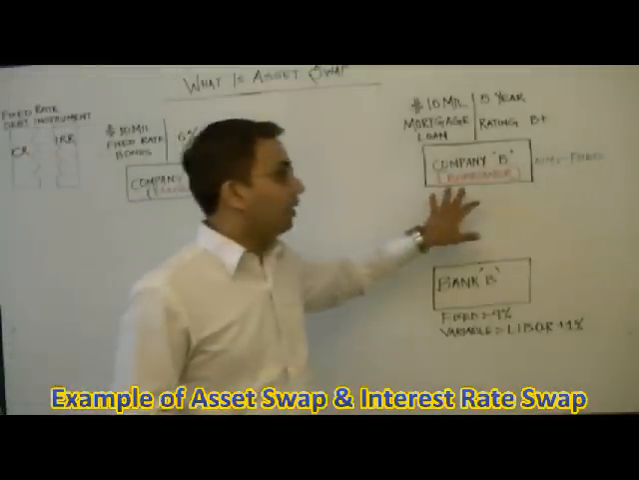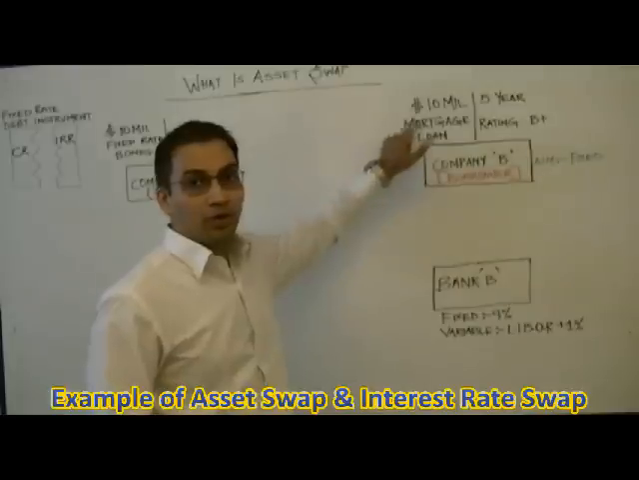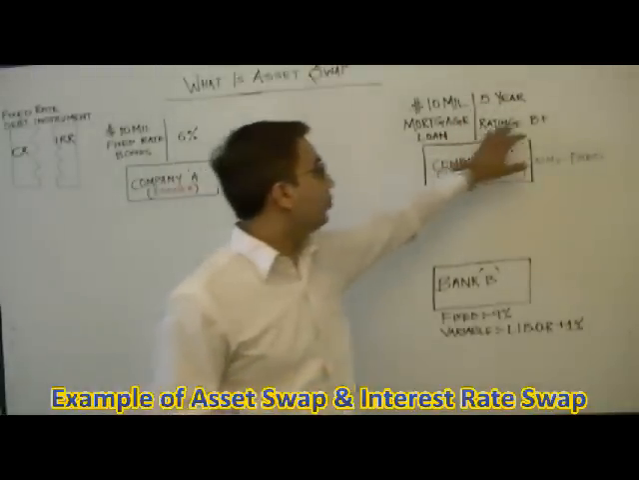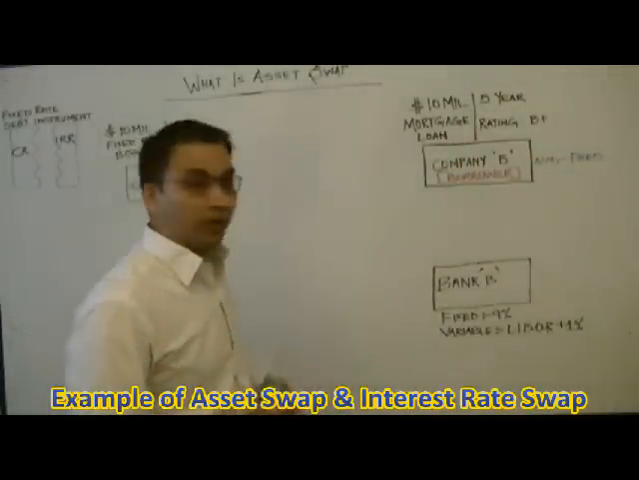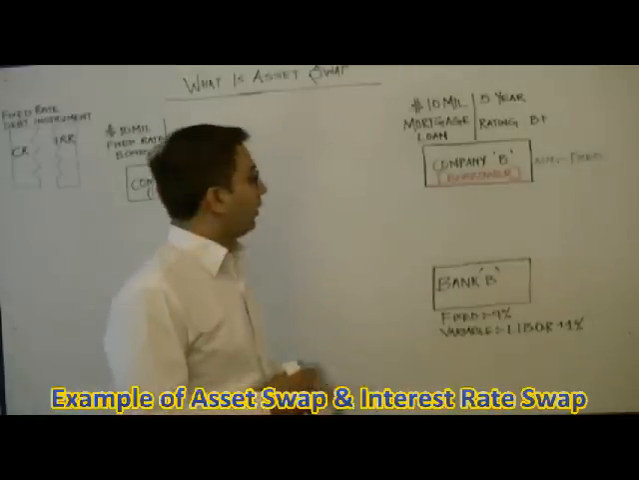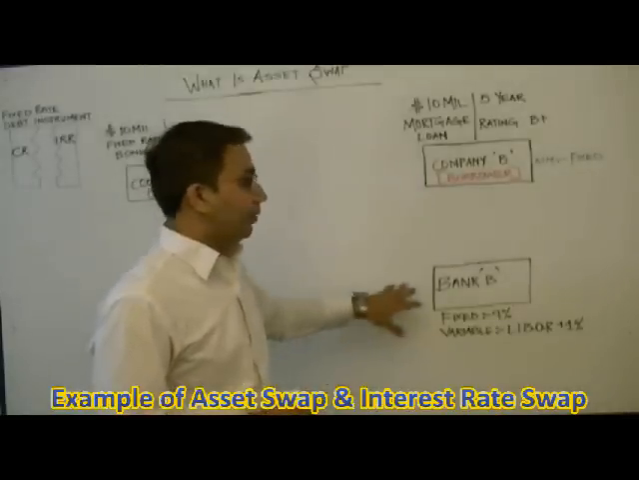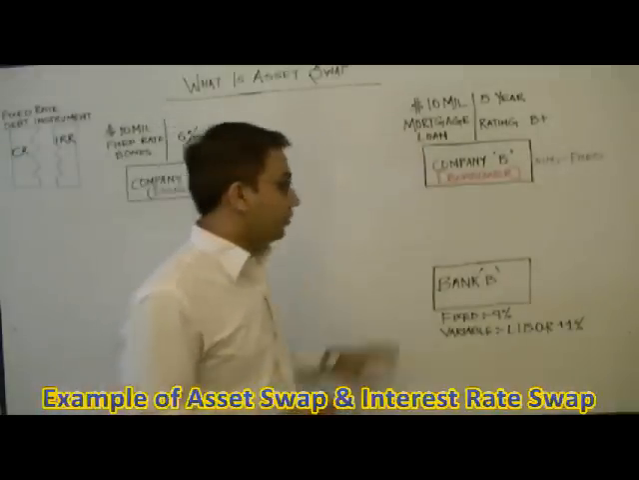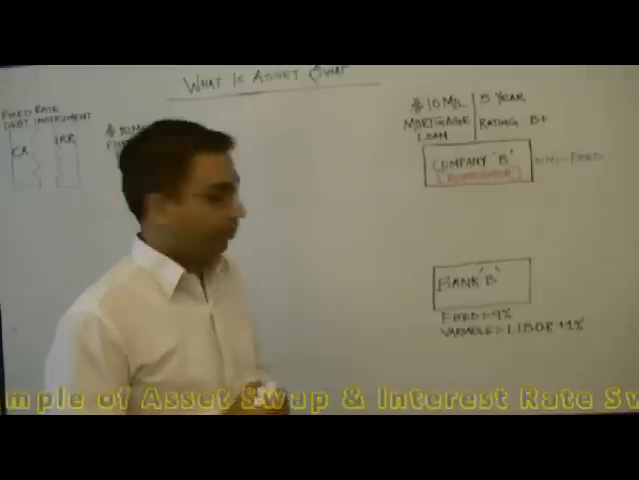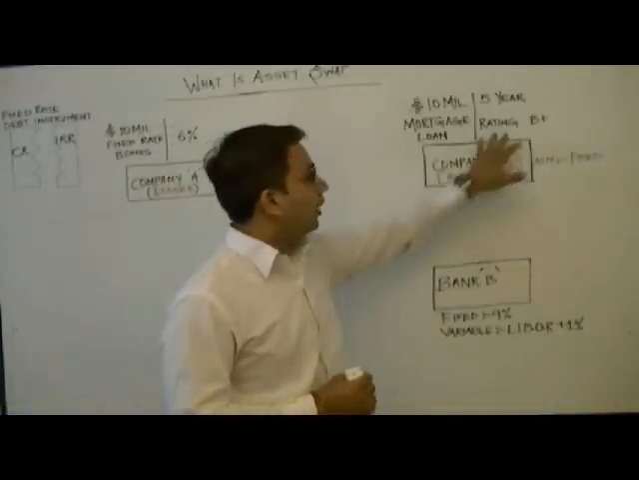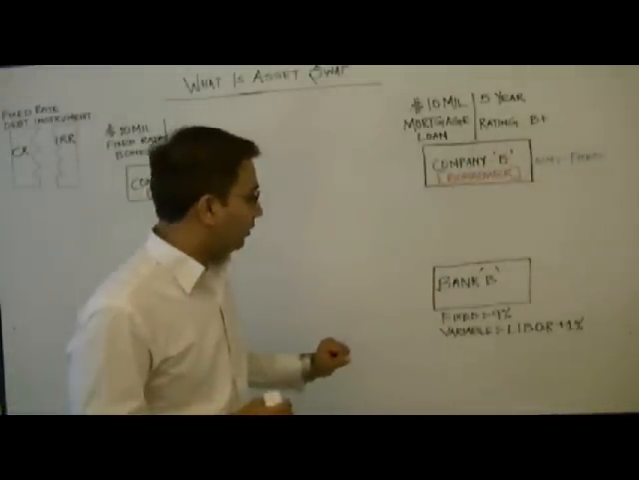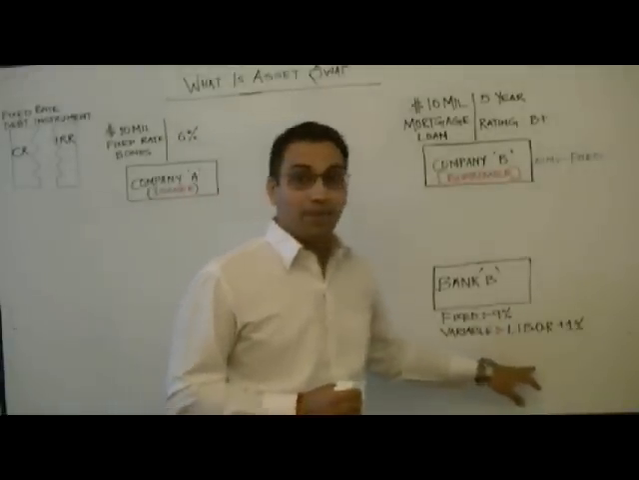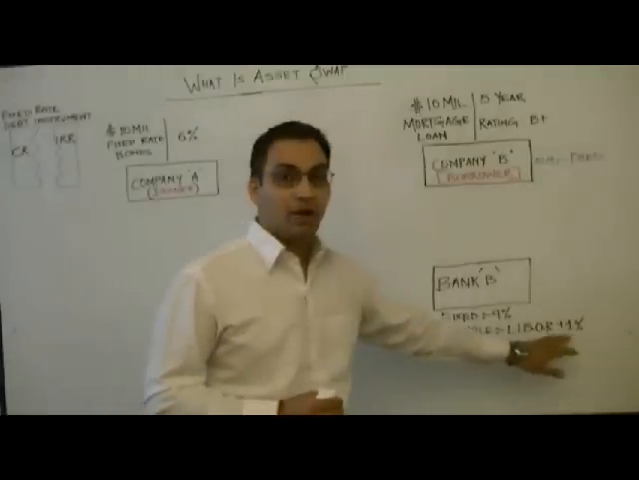On the other hand, we have company B who is willing to borrow a mortgage loan for $10 million for the period of 5 years, and his credit rating is B+. Company B is banking with Bank B. Company B approaches Bank B: I'm looking to borrow a $10 million mortgage loan. What interest rate or what best offer can you give me? Bank B, based on his credit rating, which is B+, offered a 9% fixed interest rate, and if you want to go with the variable, it will be LIBOR plus 1%, which is London Interbank Offered Rate plus 100 basis points.